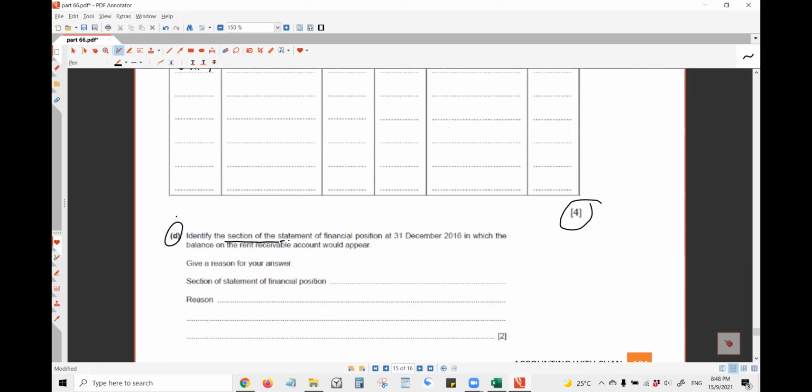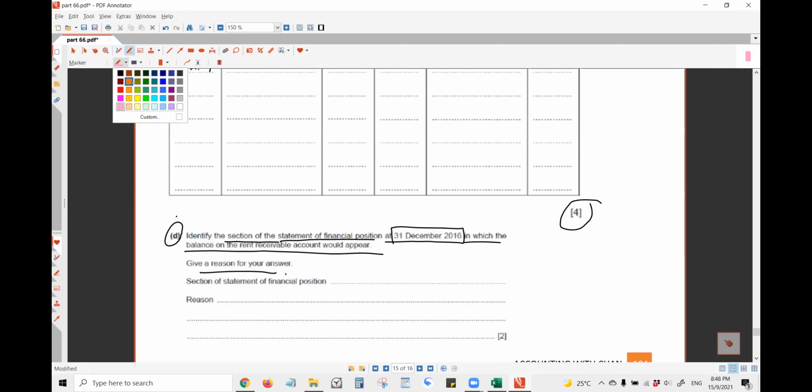Identify the section of SOFP at 31st December 2016 in which the balance on the rent receivable account would appear. Give reason for your answer. Many things you have to understand what it means here. Section of SOFP means what? You must know how to do the SOFP, then you would know how many sections there are. We begin with NCA section, CA section, capital section, non-current liability section, current liability section. These are the 5 sections in SOFP.